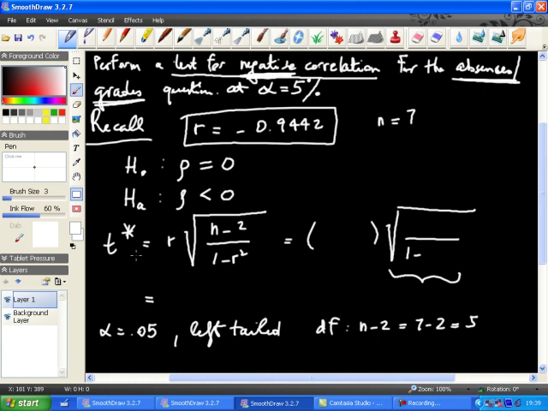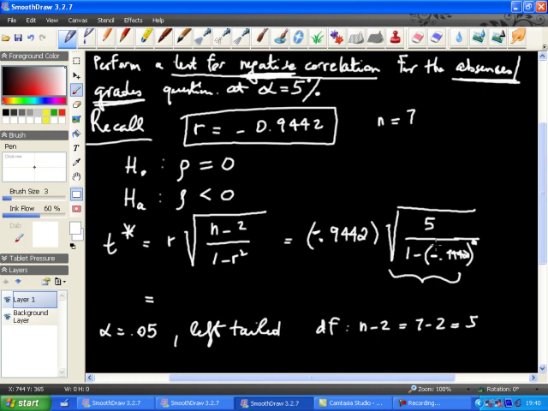The statistic, I already wrote it down, is t equals r times the root of n minus 2 over 1 minus r squared. So when we plug in, instead of r, we'll write negative 0.9442. I recommend you keep 4 decimals for r. n minus 2 is 7 minus 2, so it's 5. And as the denominator, you have 1 minus 0.9442 squared.